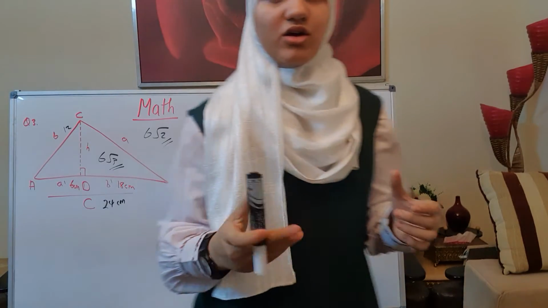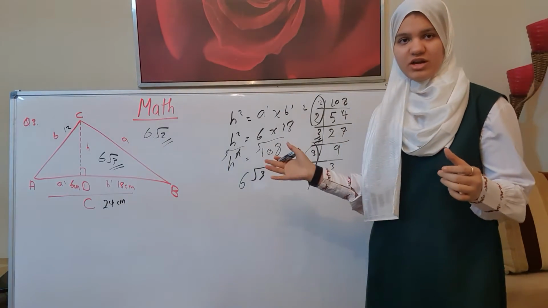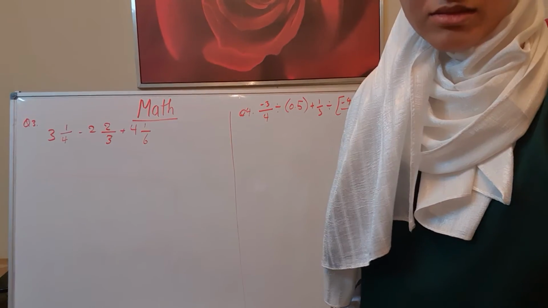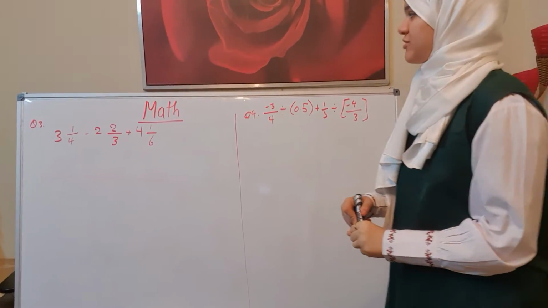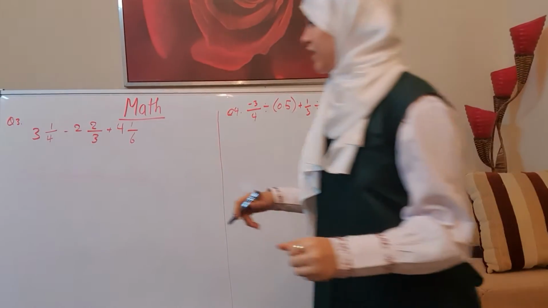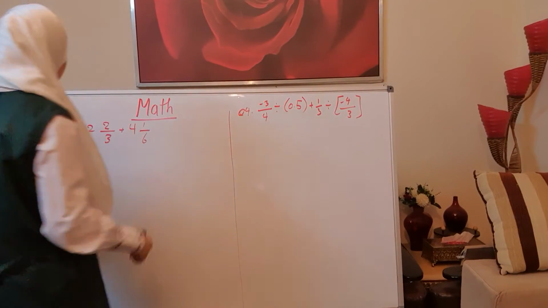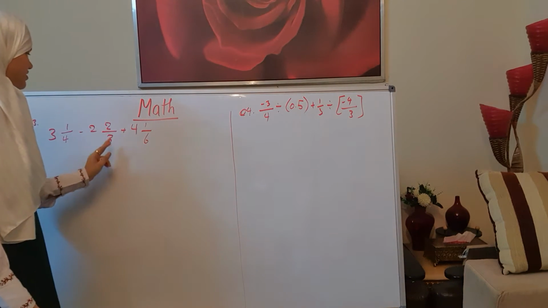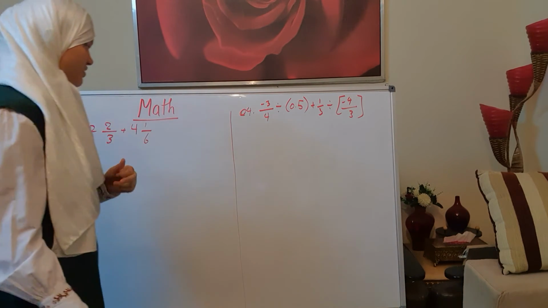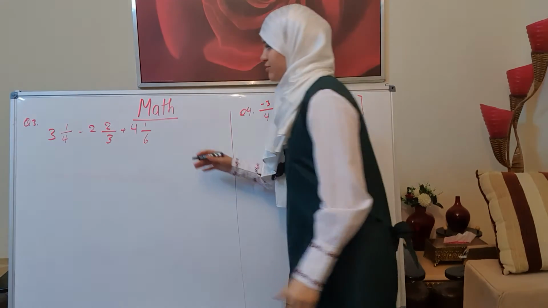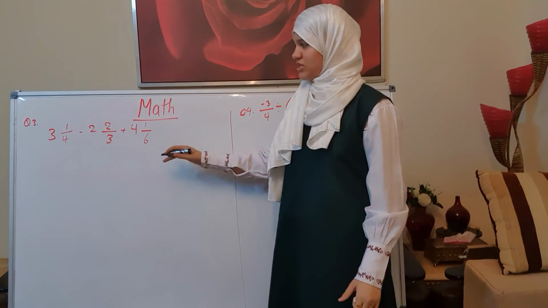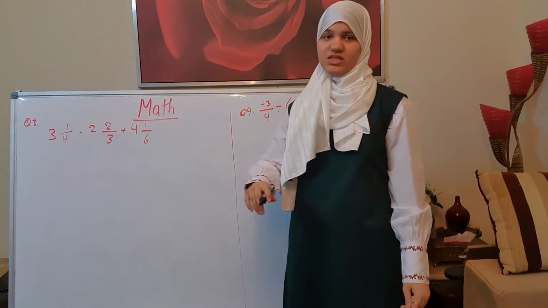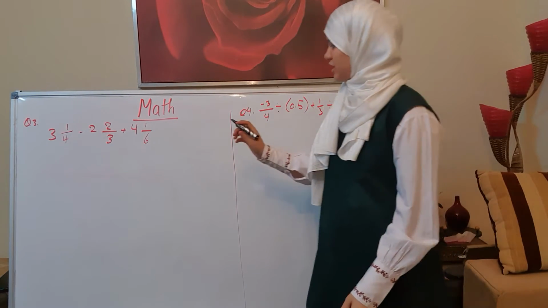Now let us go for question number 4, number 5, and continue the questions. Now let us continue question number 3 and question number 4. Here in question number 3 we have 3 1 over 4 minus 2 2 over 3 plus 4 1 over 6. Now we have mixed fractions, so we convert them to improper fractions. 4 times 3 is equal to 12 plus 1, it will be 13. That means 13 over 4. Let us write it.